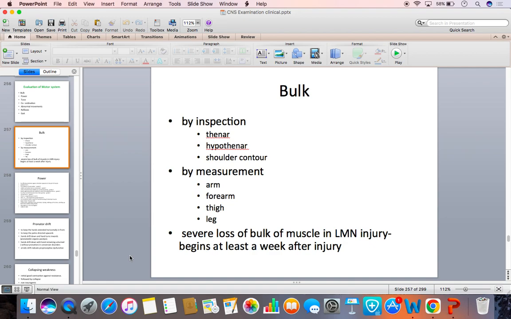Then in lower motor neuron injury, there is severe loss of bulk and wasting of the muscle disproportionate to the disuse. Okay, it may begin at least a week after the injury.